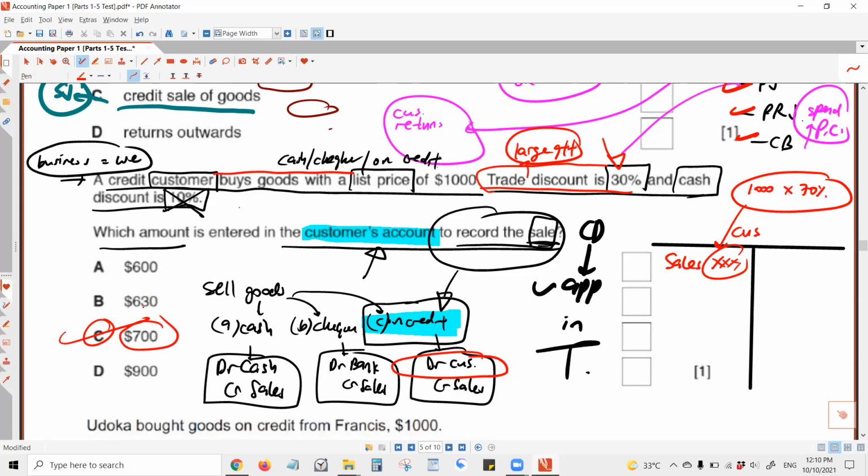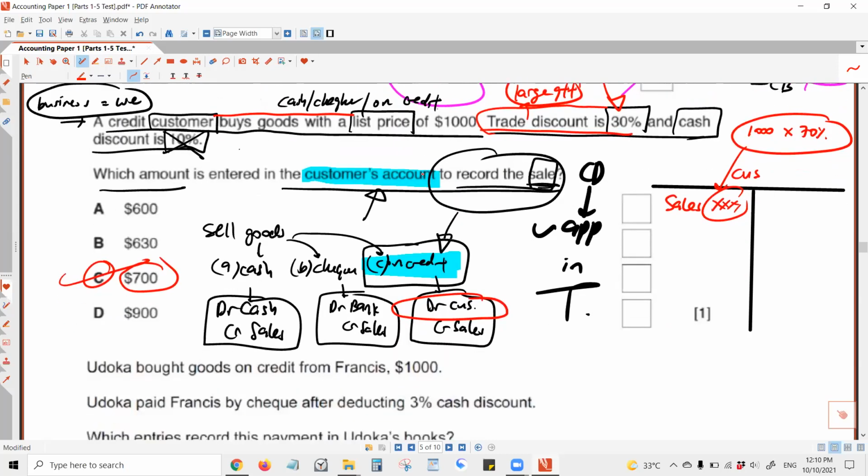Yeah, so this question, the tricky part is don't use the cash discount. Customers has yet to pay. Okay, again, 5 to 10 seconds. You digest, okay? And then I move on to the next one. Hope we can finish this paper today. Next lesson, paper 2.